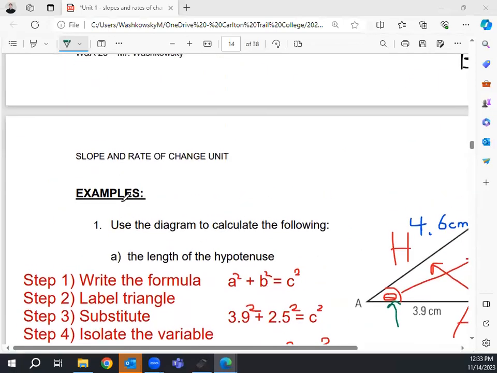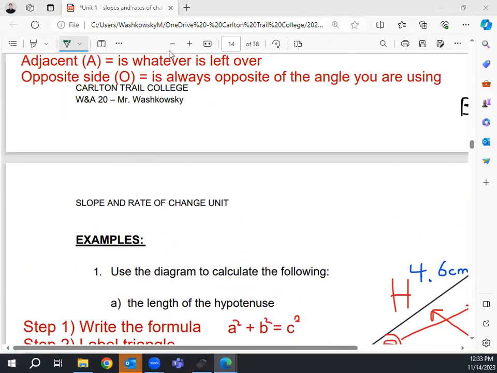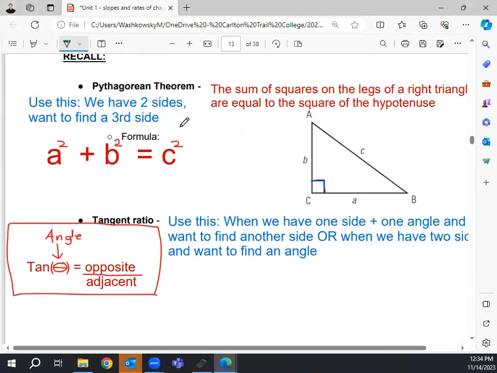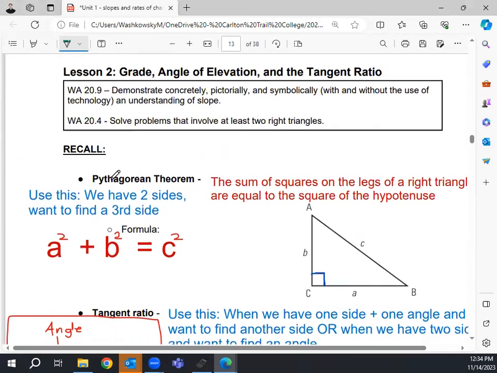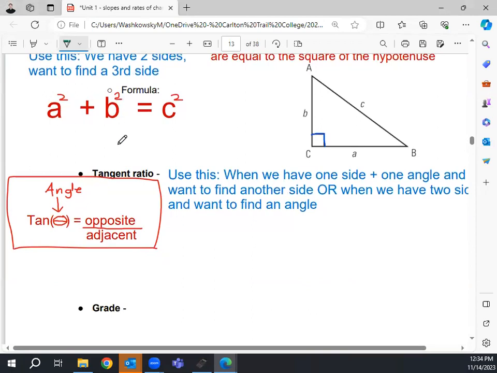Really quick review here. We started unit 1.2 on Thursday, which looked at the Pythagorean theorem, which is basically you're looking at right triangles. If you have two sides and you need to find a third side, you use Pythagoras. We also looked at our first little bit of trigonometry, the tangent ratio, which is tangent of the angle is equal to the opposite side divided by the adjacent side.